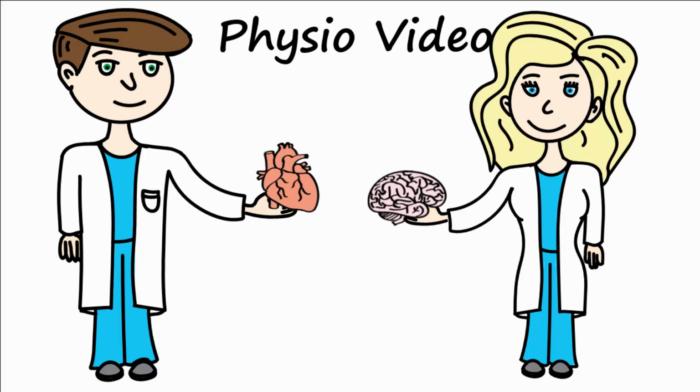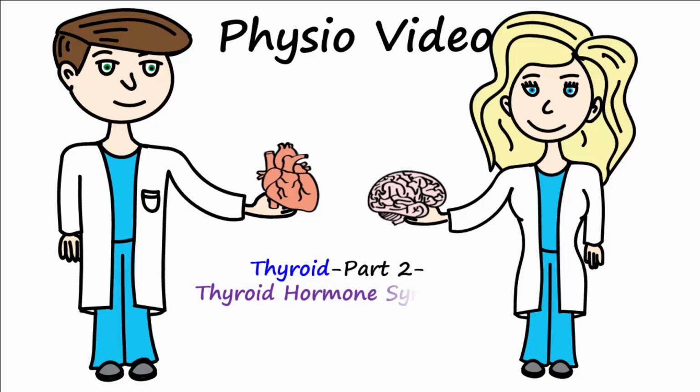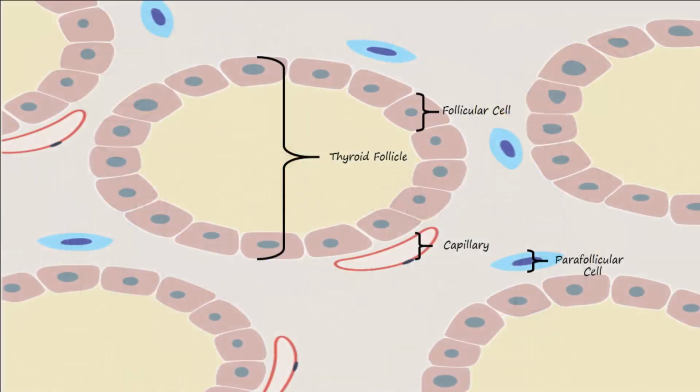Let's talk about the synthesis of thyroid hormones. Remember from the first video on the thyroid that it's the follicular cells that make thyroid hormone. To understand how these cells do this, let's zoom in on a follicular cell and a capillary.